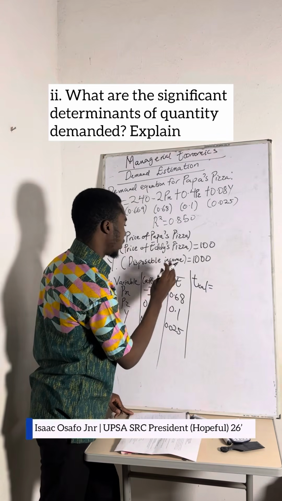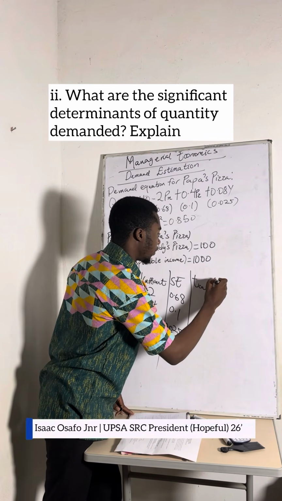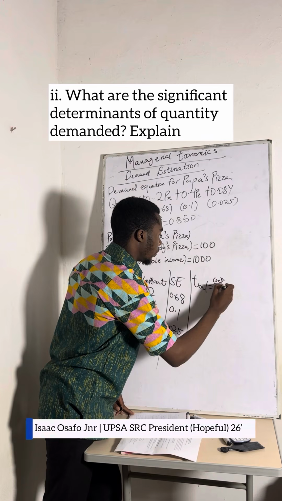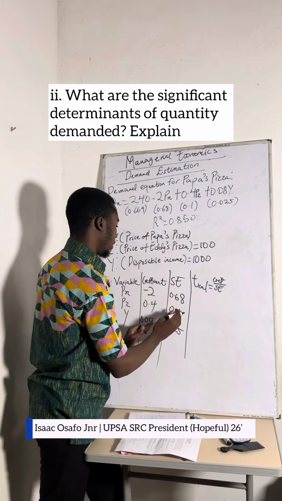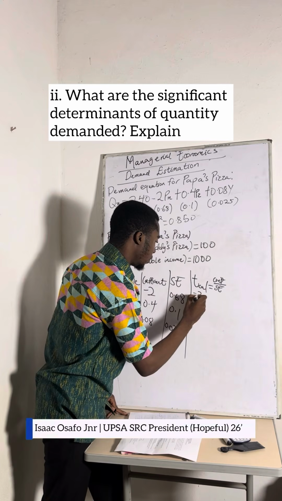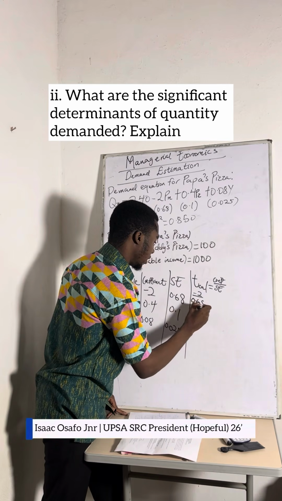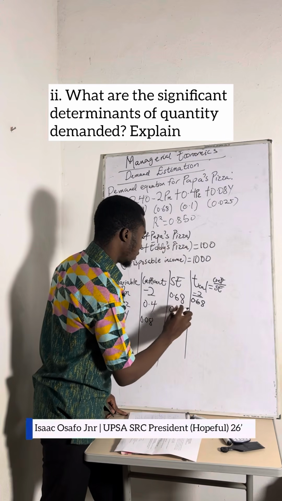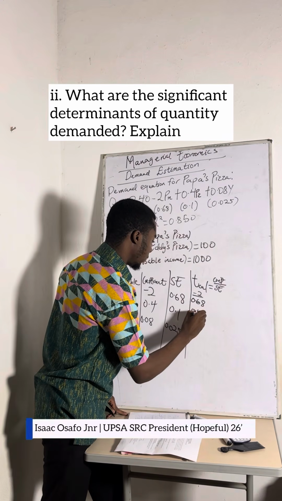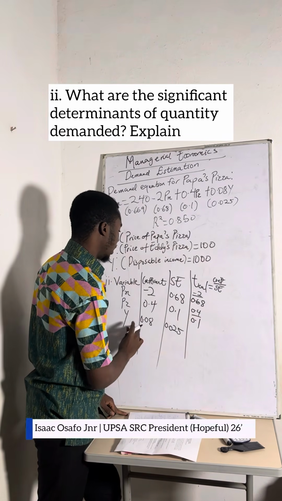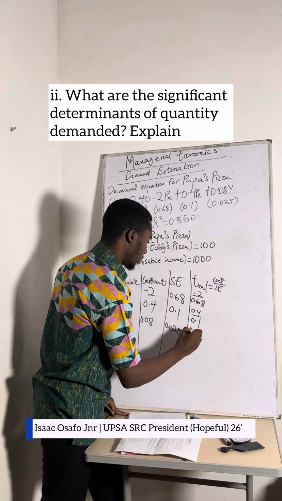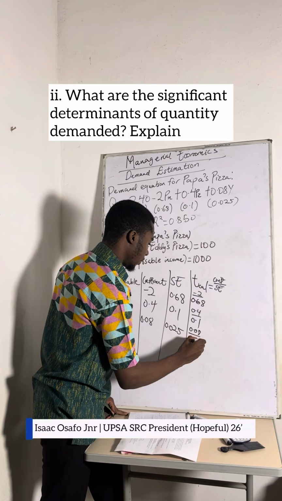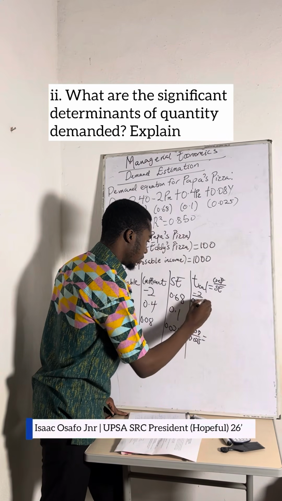So that's the coefficient over the standard error. You get it? So this over this, and this over this. So -2 over 0.68. Then here, 0.4 over 0.1. Then here, 0.08 over 0.025.